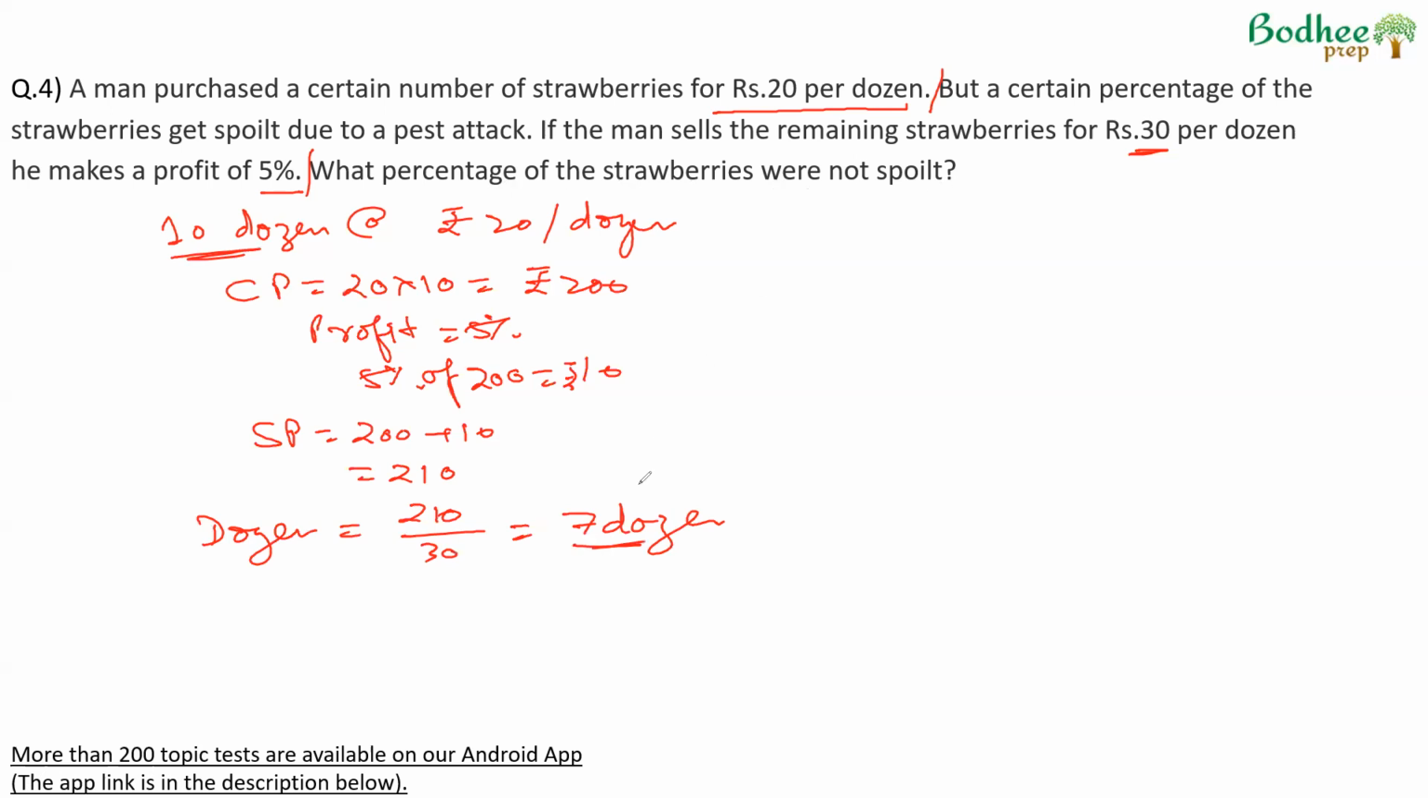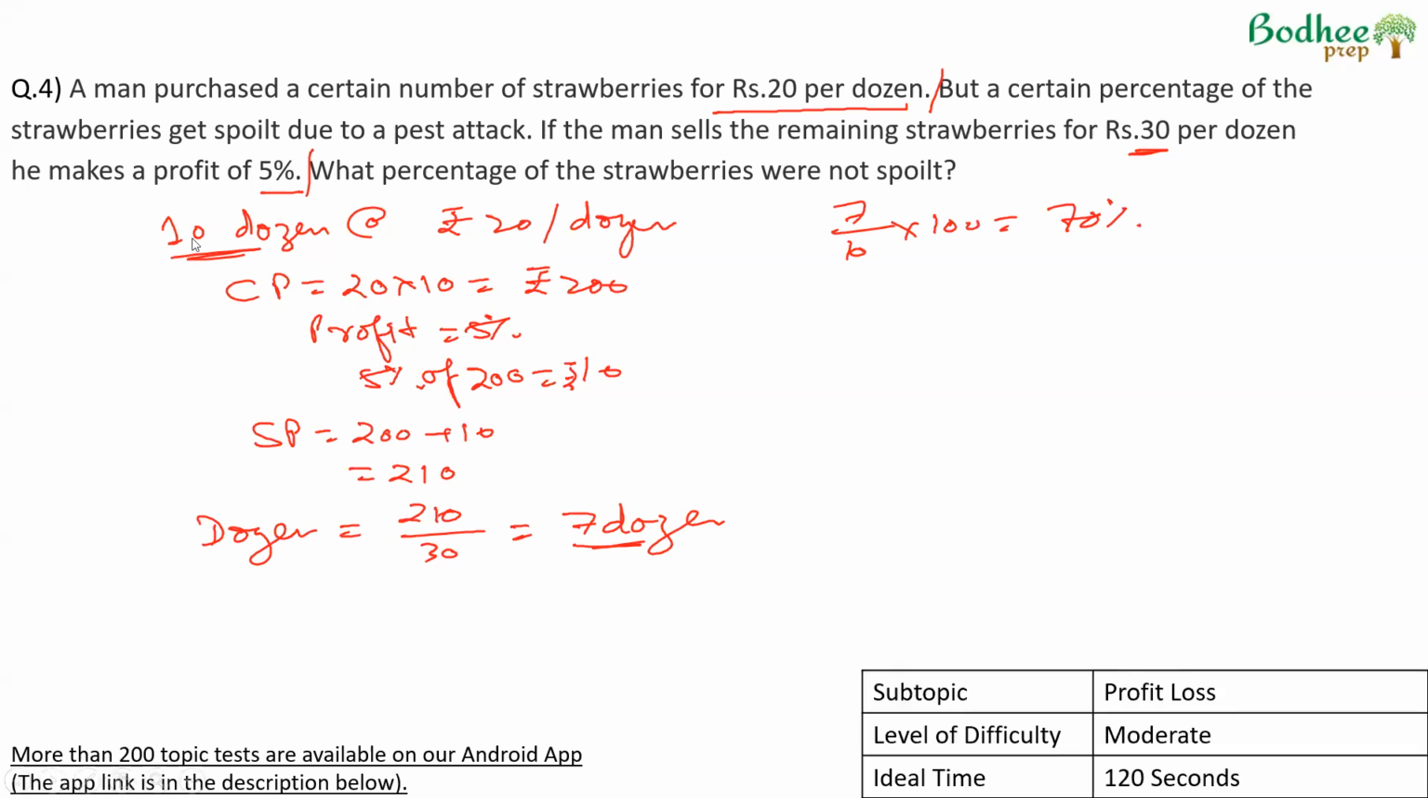What percent of strawberries were not spoiled? These 7 dozen should not have been spoiled. So 7 out of 10 into 100, that is 70% of strawberries were not spoiled. He sold them for 320 rupees per dozen and therefore earned his 5% profit overall. In terms of level of difficulty, I'd say easy to moderate. 2 minutes would be good enough time to attempt this question.